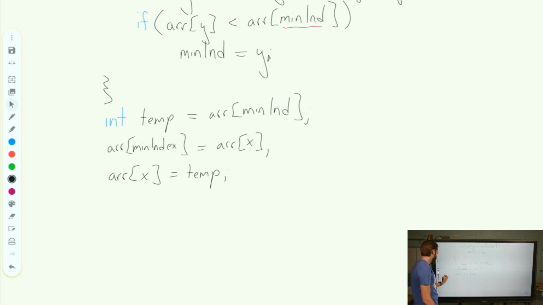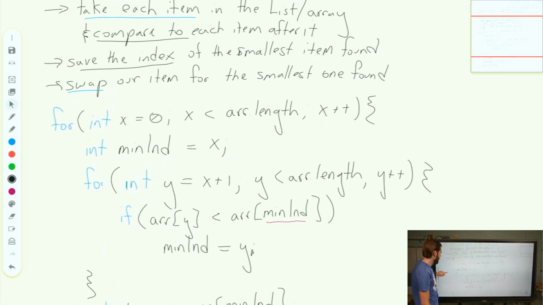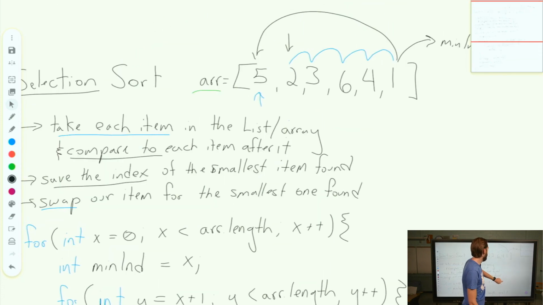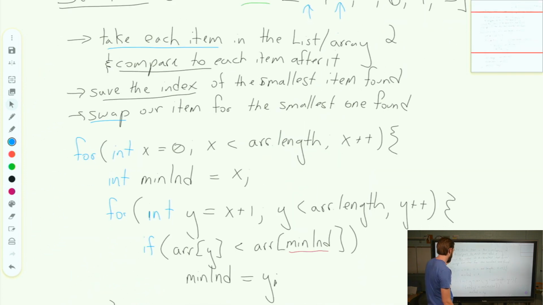Now that we've done all that, we can close our for loop. We have done everything that we need at that index. We move on to the next one. We increment x by 1. We move to the next position. 5 and 1 have now been swapped. We now pull out 2. We're at index 1, and we repeat the process over and over all the way through the end of the list. So this is selection sort.